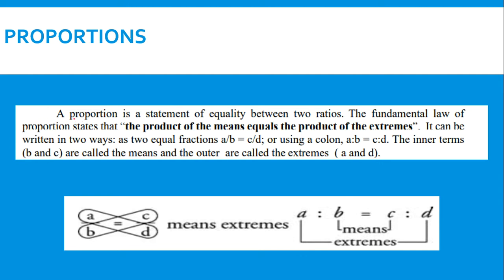So again, by definition, ang proportion is a statement of equality between two ratios. Then the fundamental law of proportion states that the product of the means equals the product of the extremes. Okay? It can be written in two ways, as two equal fractions, A over B equals C over D, or using a colon, A is to B equals C is to D. The inner terms B and C are called the means, and the outer terms are called the extremes, kanang A and D.